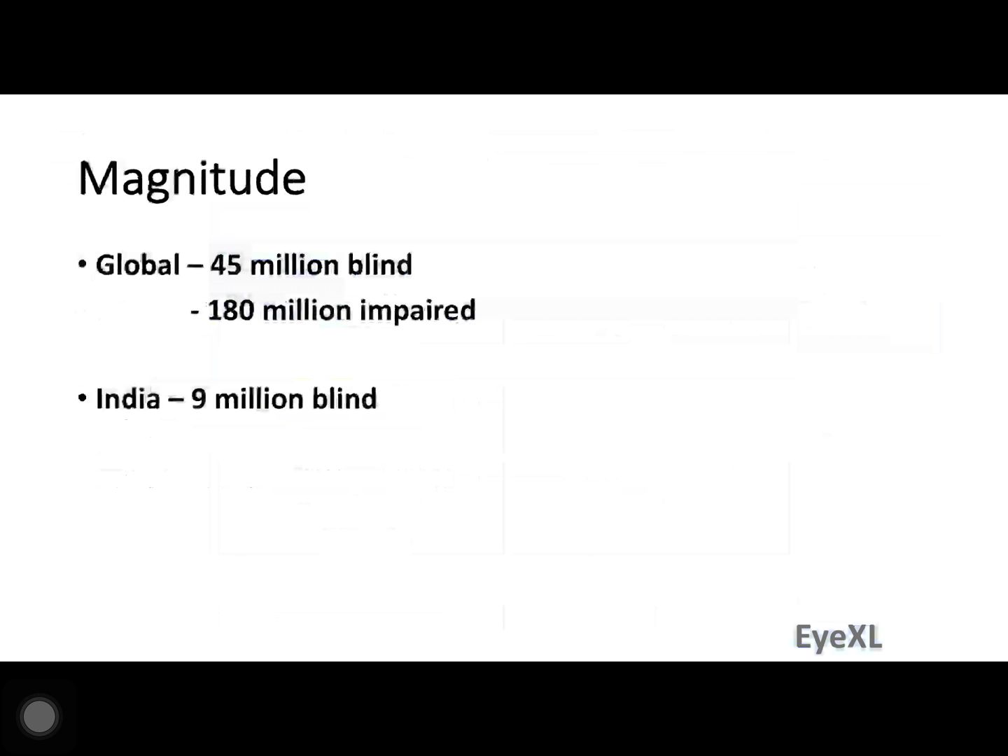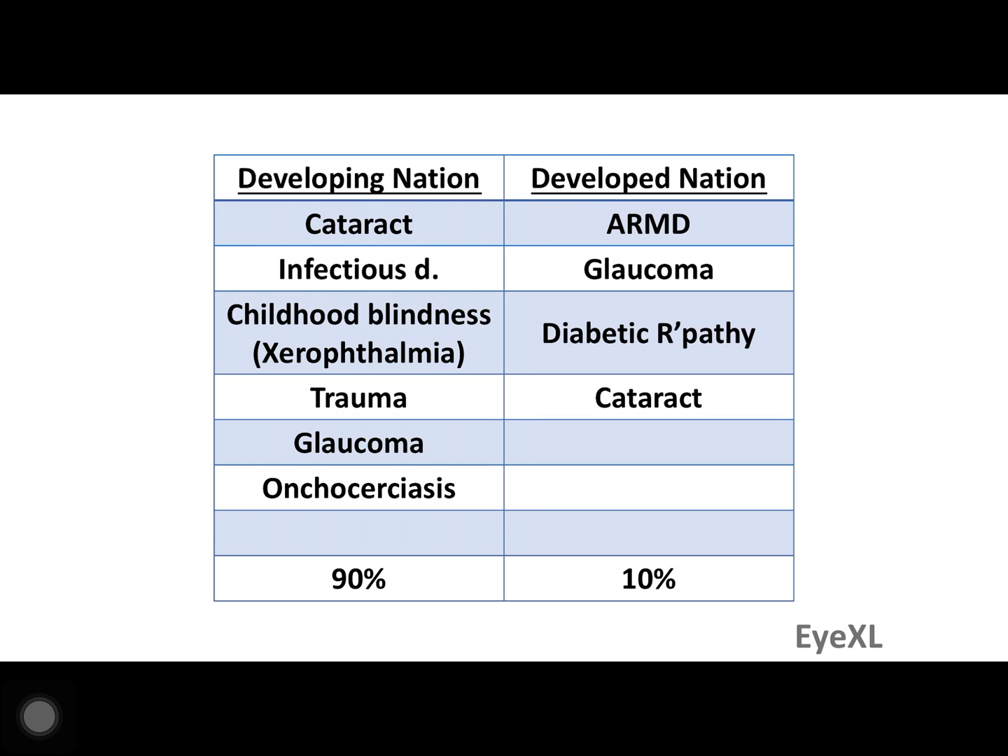So how bad is blindness? Globally, 45 million people are blind, which means 45 million people have a vision less than 3/60 across the world, and 180 million people are impaired, which means they have a vision between 6/18 to 3/60. In India, 9 million, which means 1/5 of the entire world's global blindness exists in India, and that is expected because the population of India is also that large. It's about 1.21 billion according to the 2011 census. We'll have to see how the 2021 census turns out. Obviously, it has to be higher.